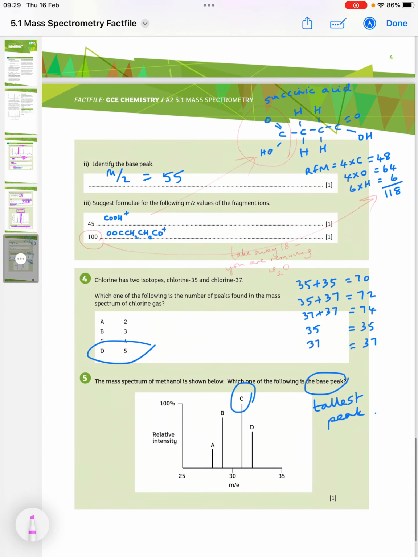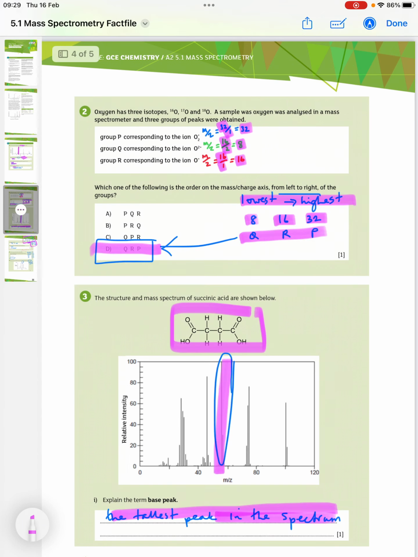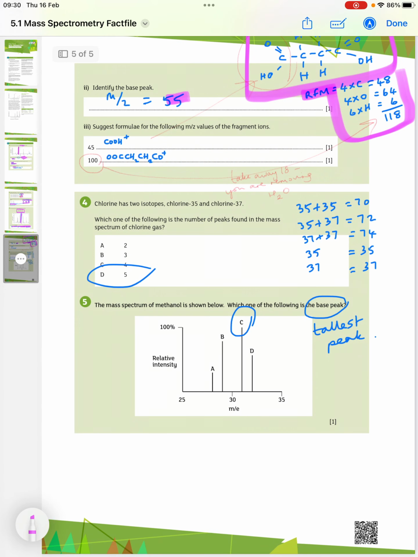Next question is also about succinic acid. I've drawn it again up here. There it is, little symmetrical structure. And I've also worked out the formula mass, which is 118. You can see there how I've done it. It asks you to identify the base peak. And if we just look back here, you can see it's coming in at 55. So there we go. Just reading it off the graph.